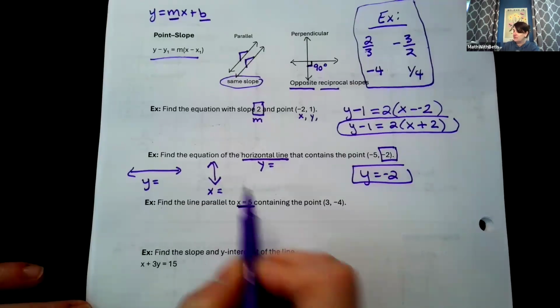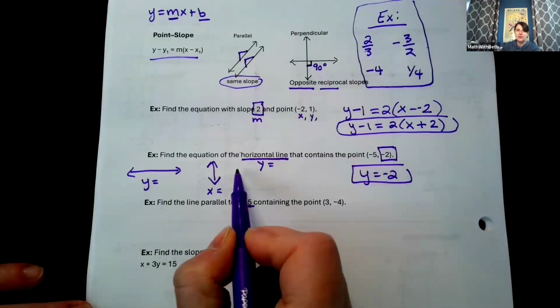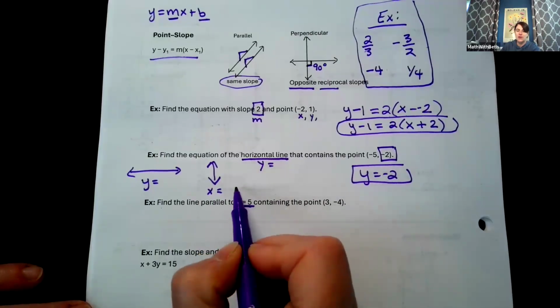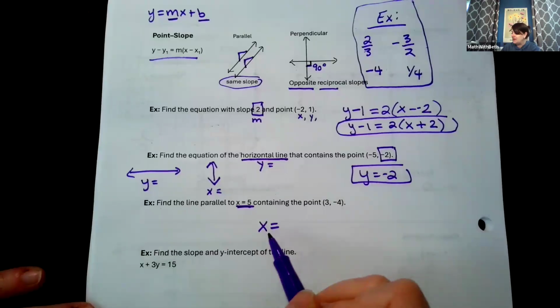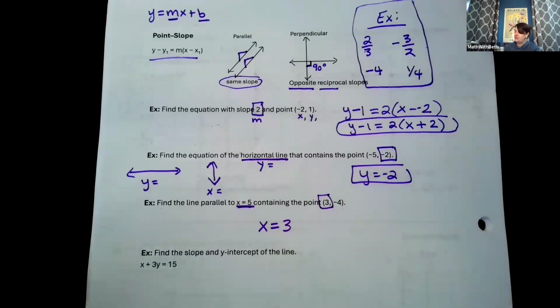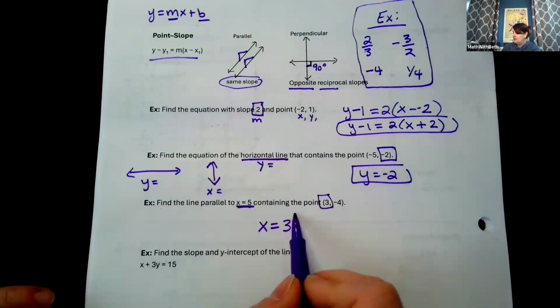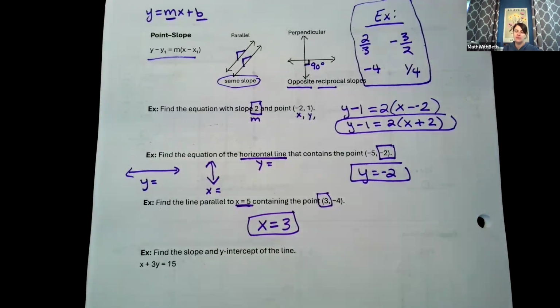Well, if x equals 5 is a vertical line, the only thing parallel to it would be another vertical line, which means we know our answer is going to be x equals a number. So that takes care of the parallel part. But now if we want it to contain this point, it has to be that x. So these were just two examples of when you don't need to use all these fancy formulas.